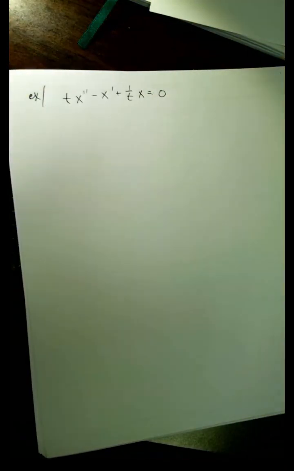All right, one last example. This last example is going to give us a double root, and what we're going to find is that we can't just multiply by t anymore. It's not going to work out so nice. So what we're going to do is we're going to end up using reduction of order and see what happens.